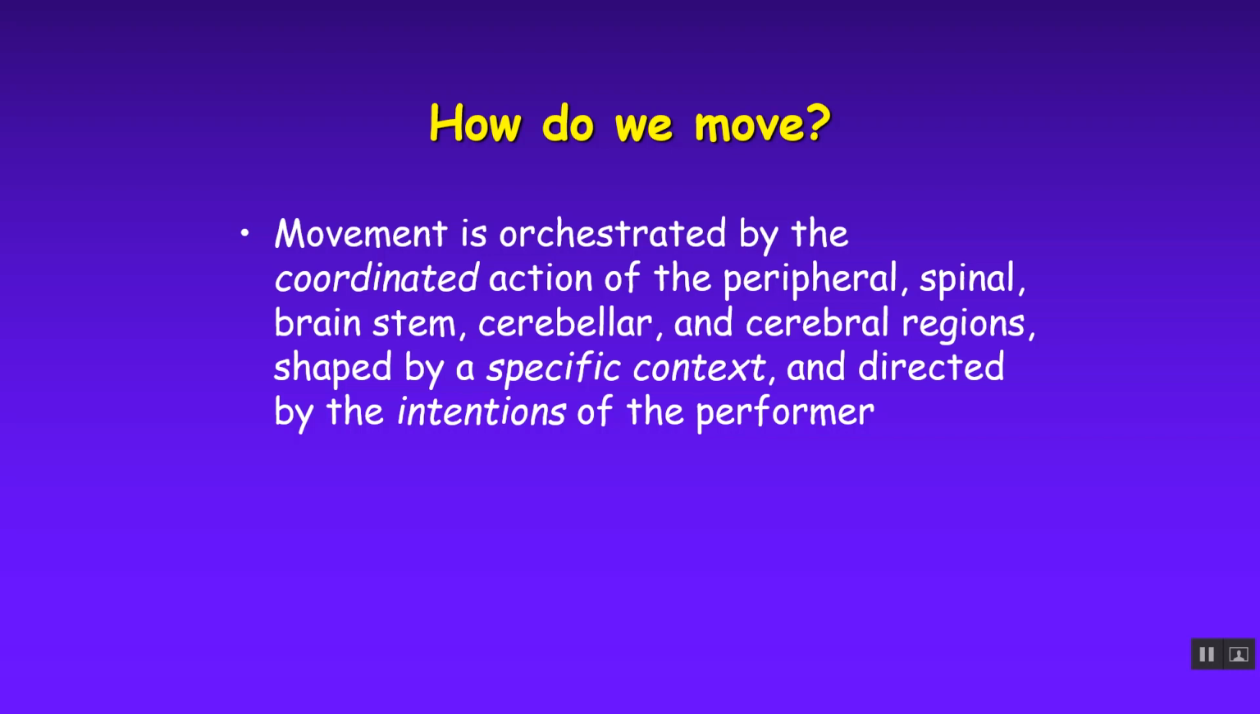So talking about movement, movement is orchestrated by coordinated action of the peripheral, spinal, brainstem, cerebellar, and cerebral regions, including the basal ganglia, and it's shaped by a specific context. Movement is always within a specific context or environment, so you can't separate movement from your environment, or the intentions of the performer. So when we talk about motor learning, and when we get to our clinical neuro next fall, we'll talk about how task specificity and environment is just as important to shaping movement as your actual nervous system is. So there's an interplay between that.